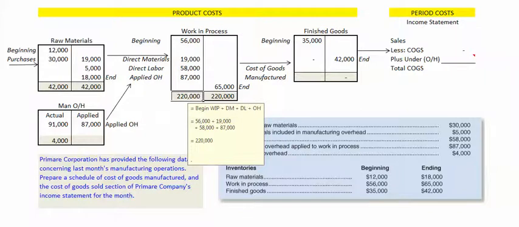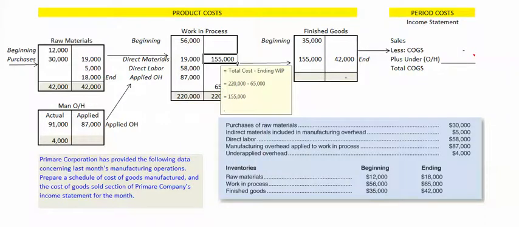This cost will either need to be transferred out as cost of goods manufactured or left in ending work in process inventory. Since we're told ending work in process inventory is $65,000, this means the cost of goods manufactured will be $155,000, and we can see that cost flow out of work in process and into finished goods.